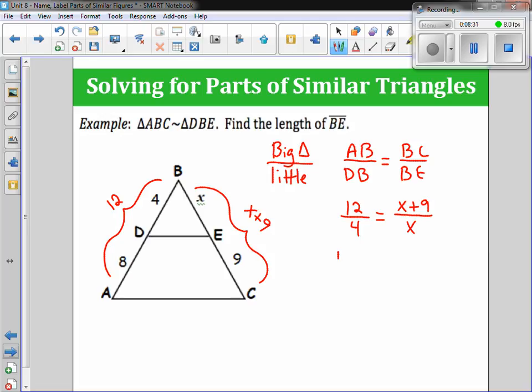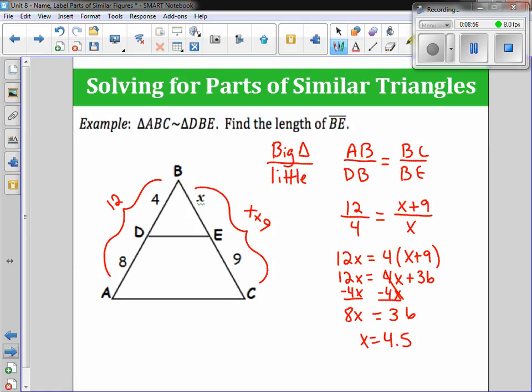So we have 12x is equal to 4 times the quantity of x plus 9, making sure that we distribute the 4 to everything inside the parentheses. Now I'm going to subtract 4x from both sides to isolate my x. So I have 8x is equal to 36, and therefore x is 4.5. Well, since x is 4.5, and I know that BE is equal to x, I can say that BE is equal to 4.5.